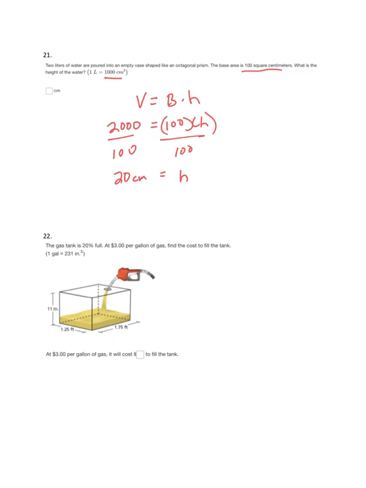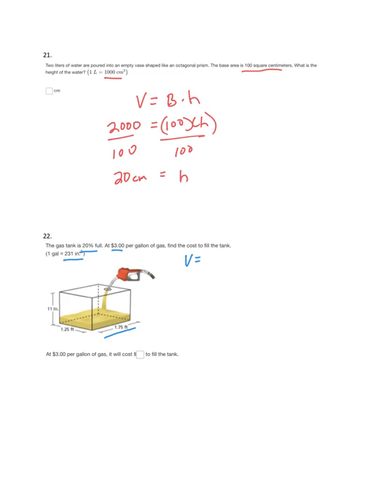Okay, the last problem I have is this gas tank problem. It tells us that the tank is 20% full already, and gas costs $3 per gallon. We need to find the cost to fill the tank. We need to add whatever is remaining to get the tank all the way full. First, let's figure out the volume of the tank. I'm given dimensions in feet, but the gallons are given in cubic inches, so I want to convert these feet measurements to inches.